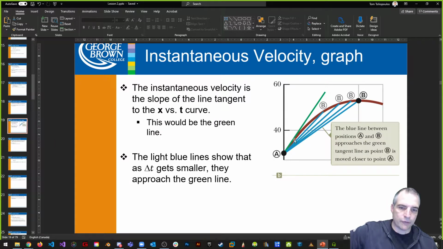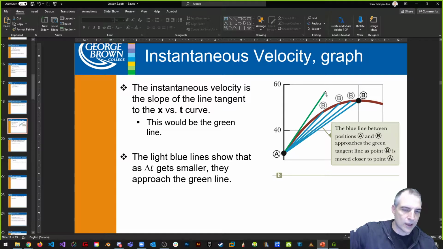So in other words, if we look at tangents, these are tangents to the curve, right? And these are secant lines, right? That kind of go this way, that cut the curve, right? So if we notice, the light blue lines show that the delta time gets smaller, right? As we approach the green line, which is the instantaneous velocity, tangent to the curve. This is the curve, and the instantaneous velocity is tangent to that, okay?